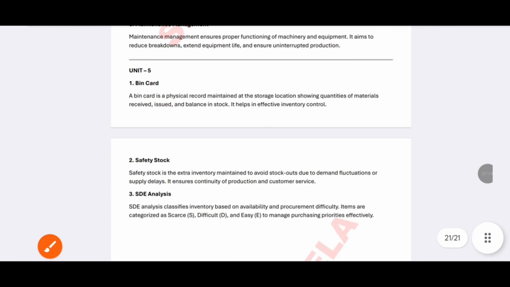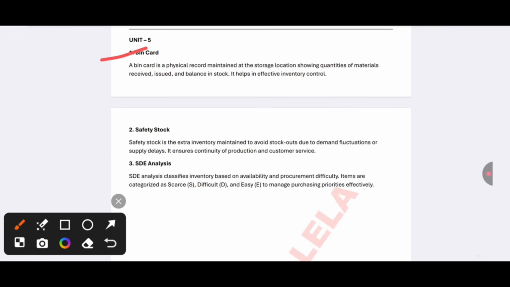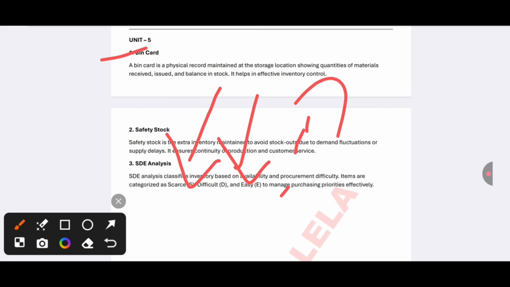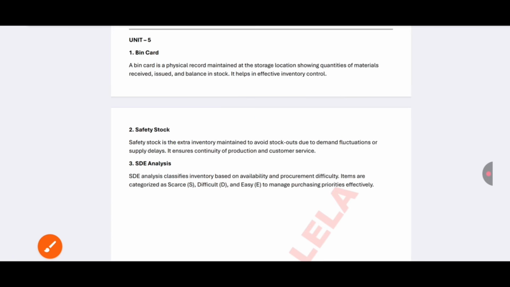Next one, unit number 5. First one is bin card. It is a physical record, where the storage location will be helpful to get the materials, how many materials were received, how many materials were issued, means how many purchases were done, how many sales were done, how many balance stock is there. For that case, this bin card will be effective. So it is very useful for inventory control. Inventory is nothing but the stock. So to control your stock, this bin card will be helpful.